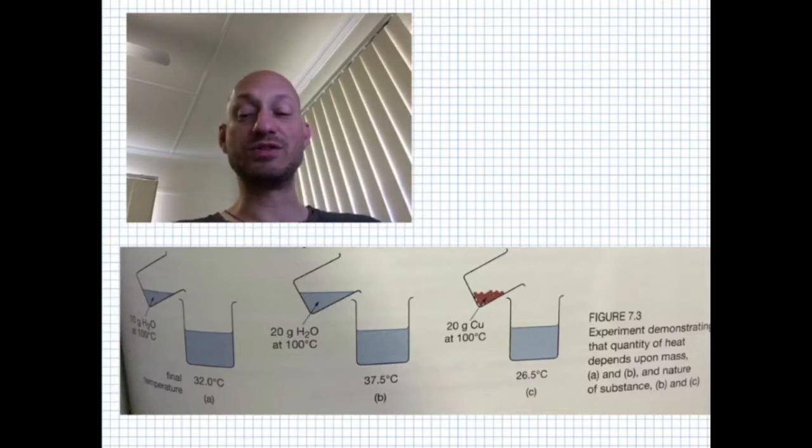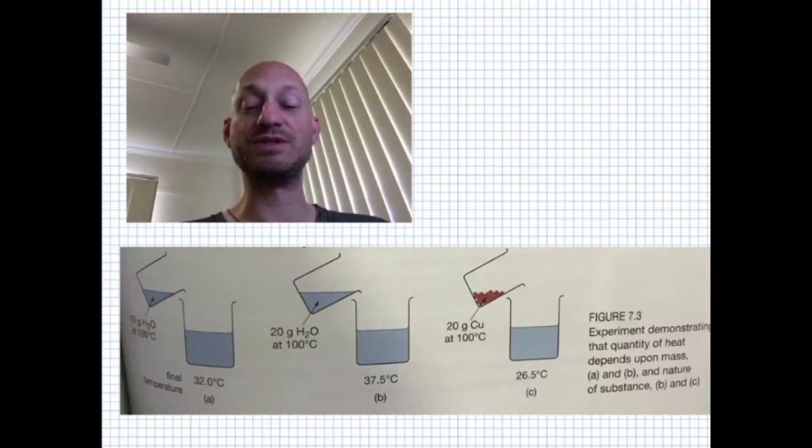Looking at the results, we could see that 20 grams of water contains more heat, more energy than 10 grams of water. The amount of heat is proportional to the mass of the substance, and the amount of heat depends on the nature of the substance. As you can see, the copper changed the temperature differently compared to the water.